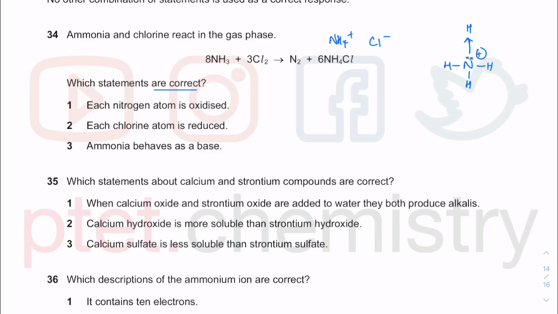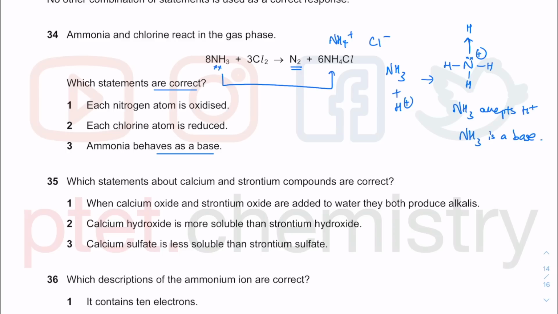I can tell you number 3 is definitely correct because we could see not just the forming of N2, but the NH3 has formed the NH4+. So the NH3 going to NH4+ means you must have gained H+ in order to form the NH4+. Therefore, the NH3 accepts H+. The NH3 is a base because a base accepts protons. Number 3 is definitely correct there.